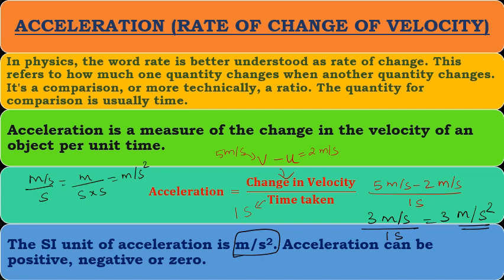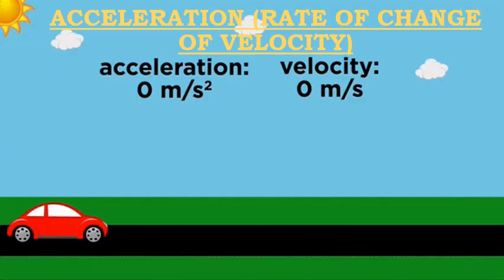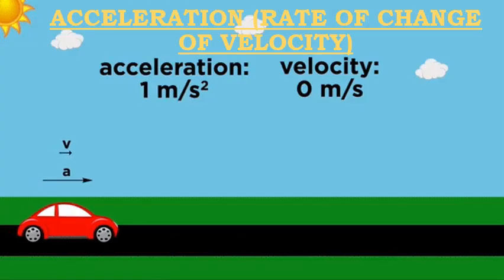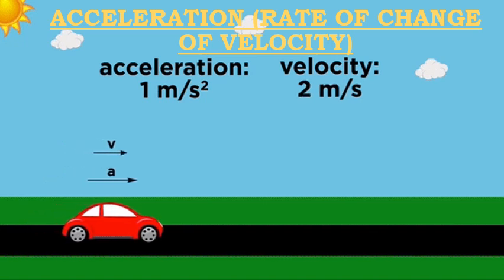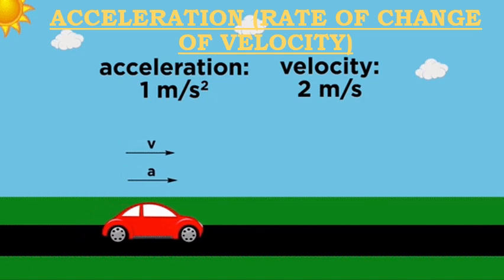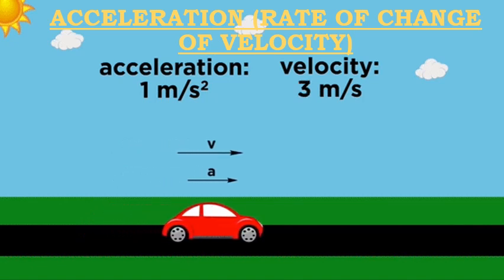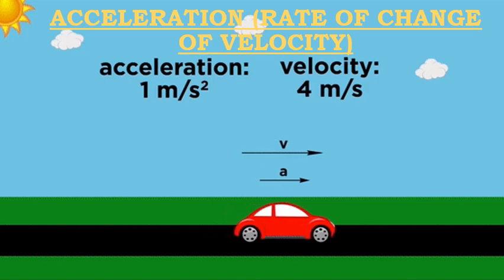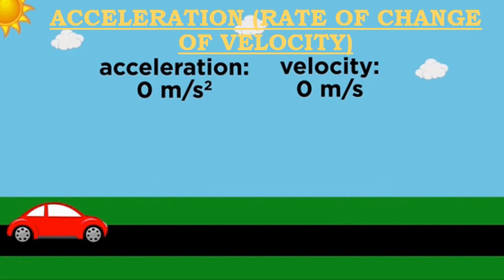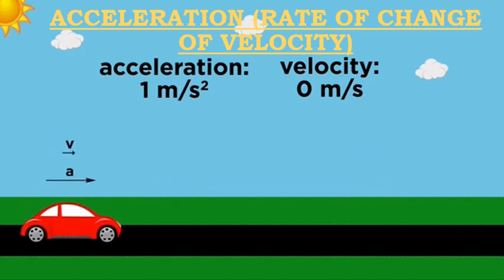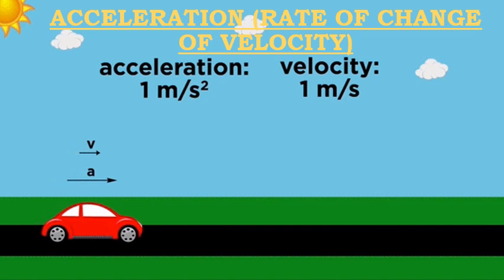And acceleration is a vector quantity, so obviously the value can be positive, negative or 0. So this is all about acceleration. Now look at this picture and notice it carefully. First, the acceleration is 1 meter per second square. So 1 meter per second is the velocity. Acceleration remains the same, but velocity keeps on changing. That means for every 1 second, the velocity is going to increase again. First it was at 0 because it was at rest. After that, there was uniform acceleration.